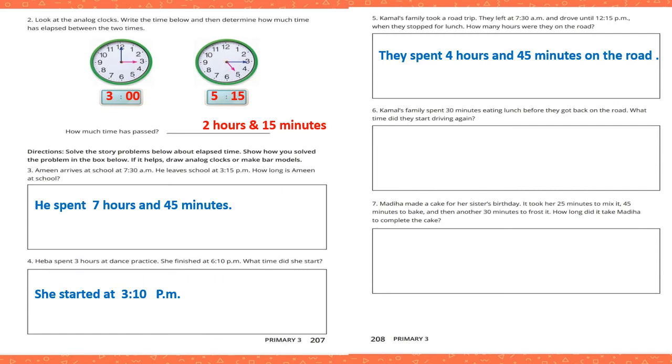Number 6. Kamal's family spent 30 minutes eating lunch before they got back on the road. What time did they start driving again? They started at 12:45 p.m.